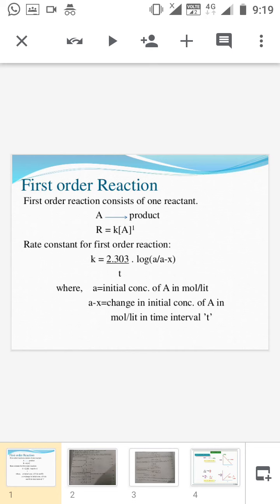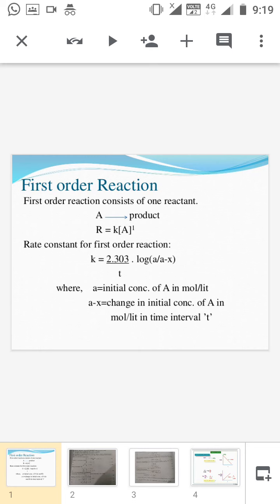So how will you write the rate? Rate is equal to dx by dt. Here it is represented by capital R. That's equal to K into concentration of A to the power 1. So the rate constant for the first order reaction, that's equal to K is equal to 2.303 divided by t into log A by A minus X.